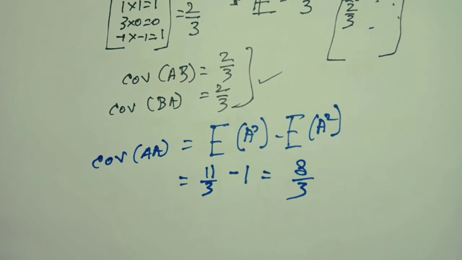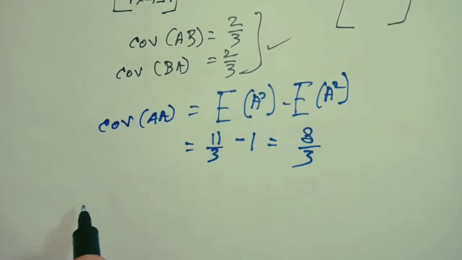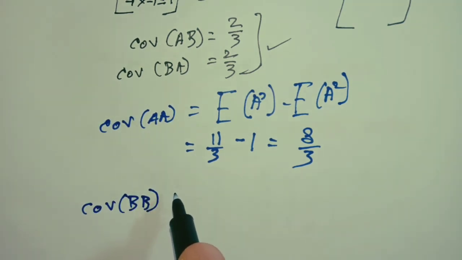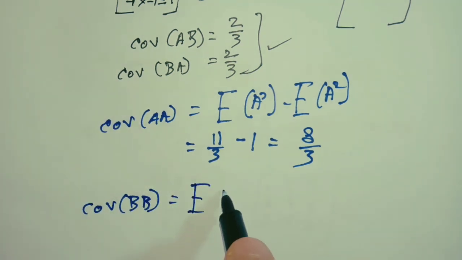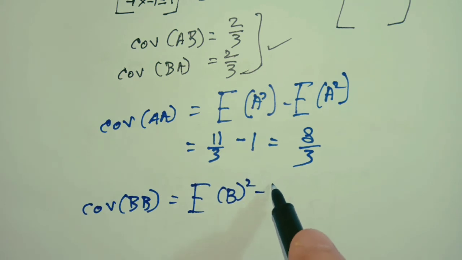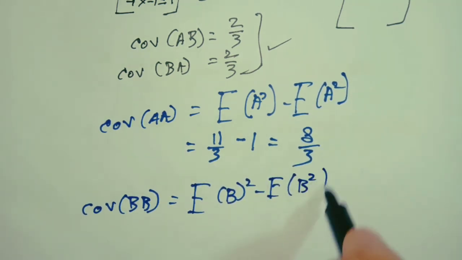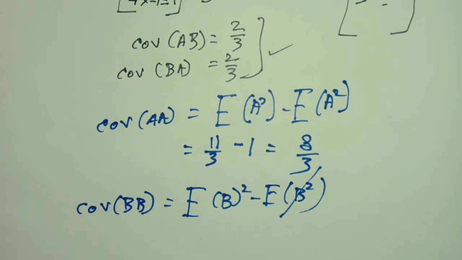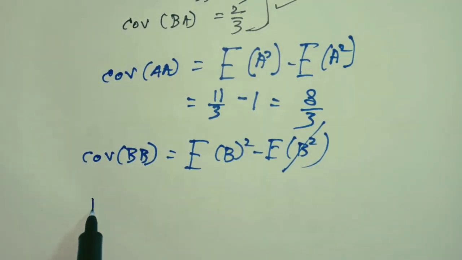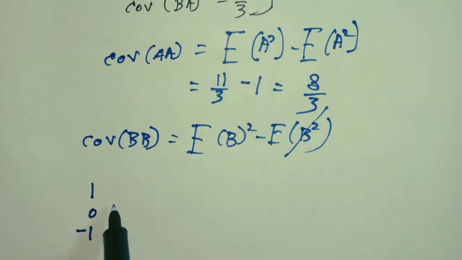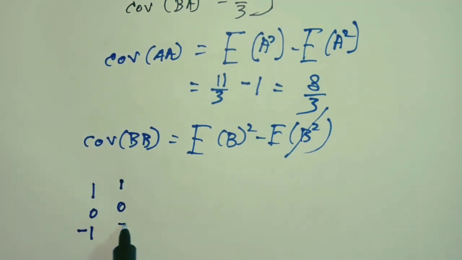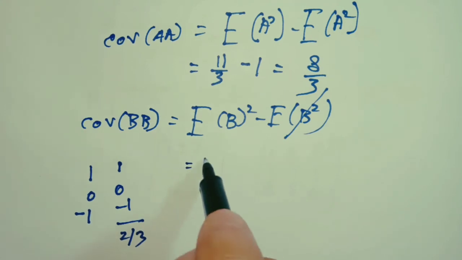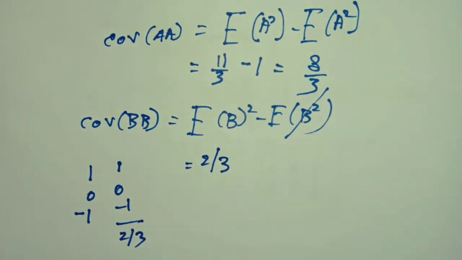Then the covariance between B and B. Let us see it. It would be the same: the expected value of B squared minus the expected value of B, squared. This one would come to 0, and this one would be 1, 0, minus 1, and this would be 1, 0, minus 1. So this leads to 2 by 3. Here the value comes to 2 by 3, right? I've done this in haste because the time is running out.